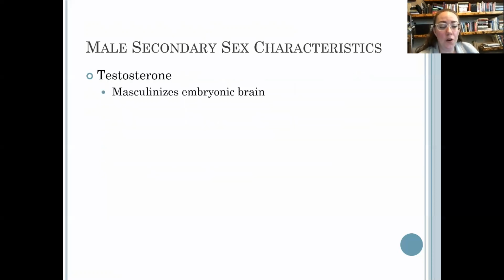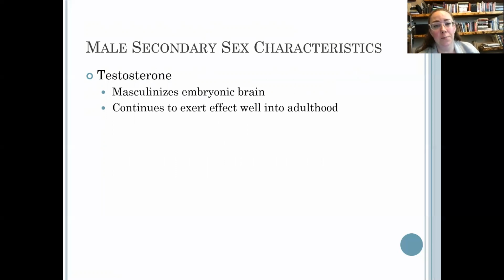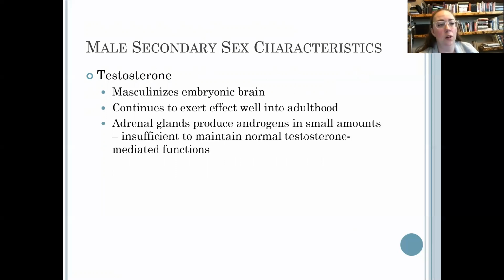So testosterone also masculinizes the embryological brain, and it continues to exert its effect well into adulthood. The adrenal glands also secrete a little bit of androgens. Remember the 3 zones of the cortex of the adrenal gland, right? One of them released gonadotropins, and that can then turn into testosterone. It's not enough to maintain normal effects of testosterone, but it can help in that.